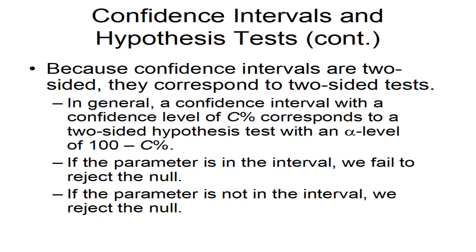Because confidence intervals are two-sided, they correspond to two-sided tests. In general, a confidence interval with a confidence level of C% corresponds to a two-sided hypothesis test with an alpha level of 100 minus C%. If the parameter is in the interval, we fail to reject the null hypothesis. If the parameter is not in the interval, we reject the null.